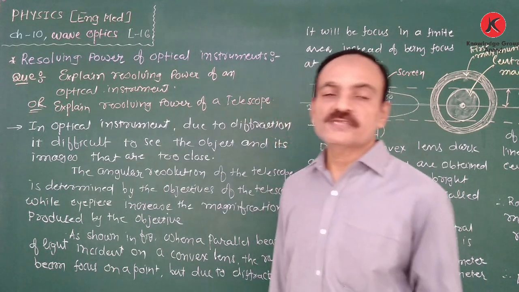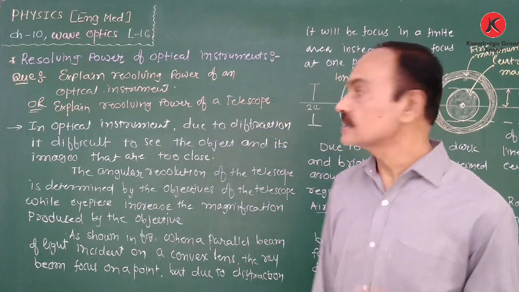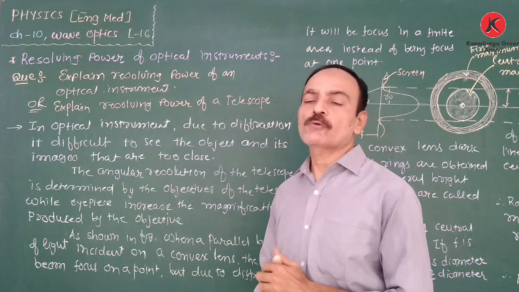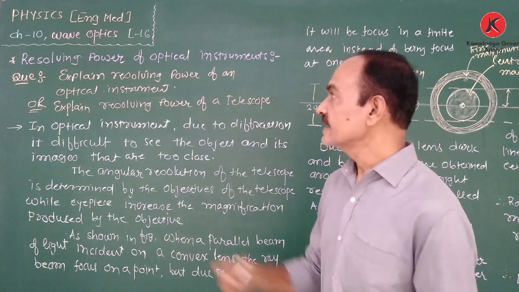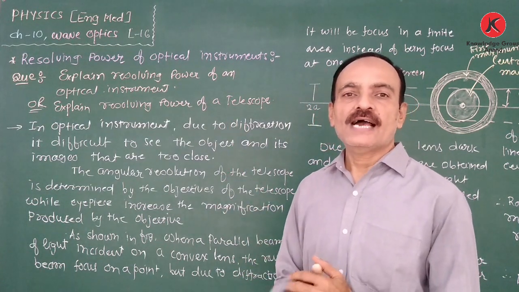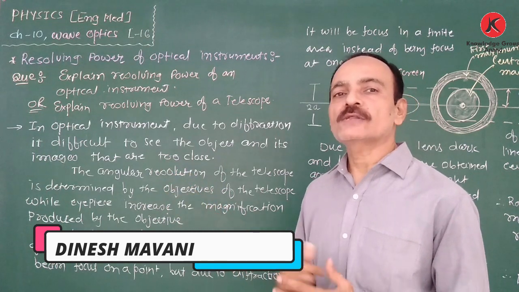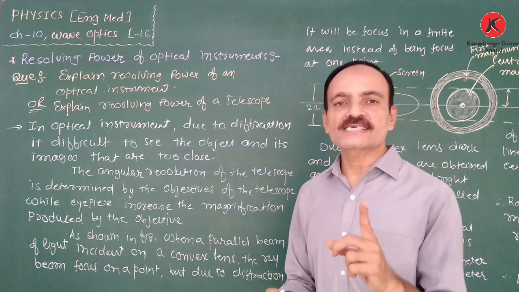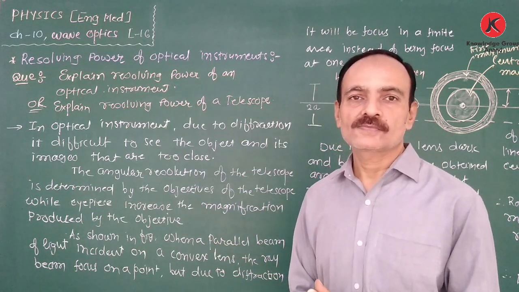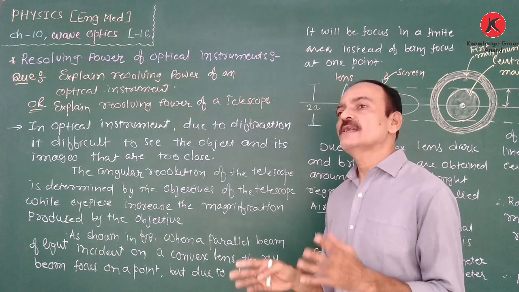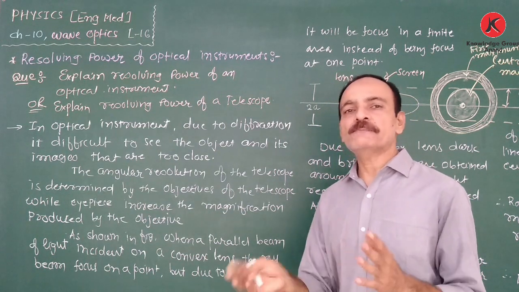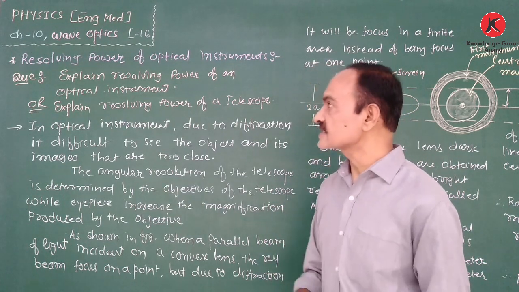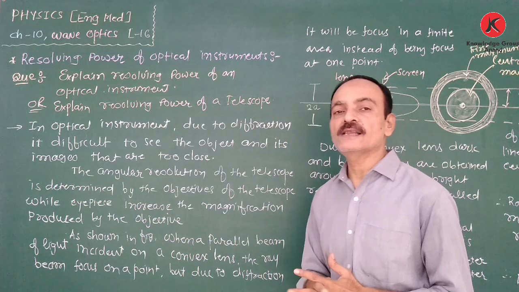Friends, up to this we discussed diffraction and also interference. When we discussed diffraction, we also discussed that diffraction has a limit on the resolving power of optical instruments like the telescope and microscope. Clear? So what type of limit due to diffraction takes place in optical instruments? Today we are going to discuss the resolving power of optical instruments.